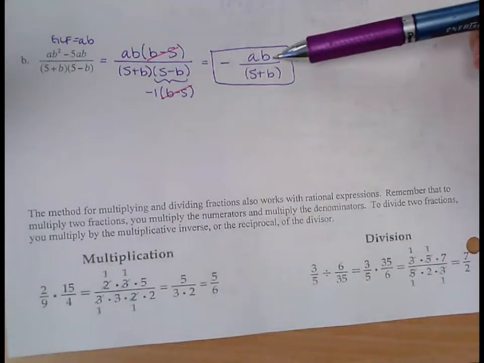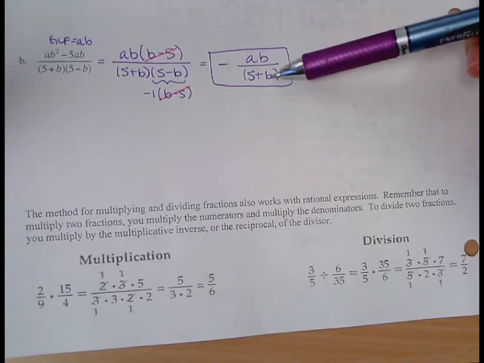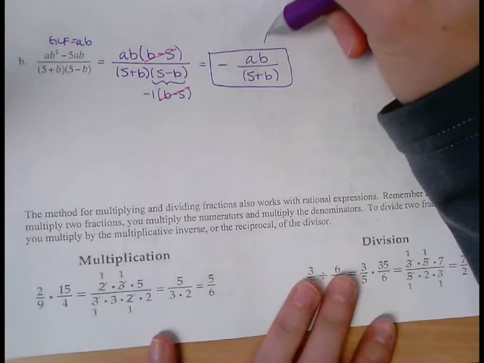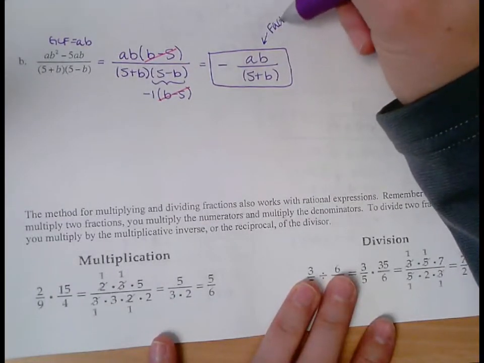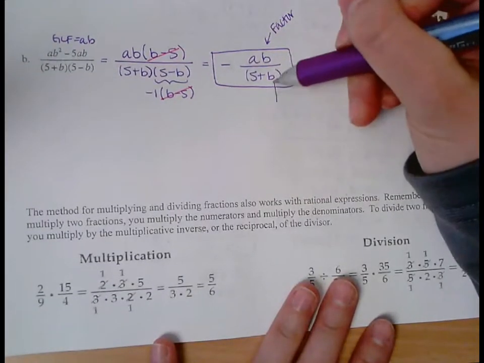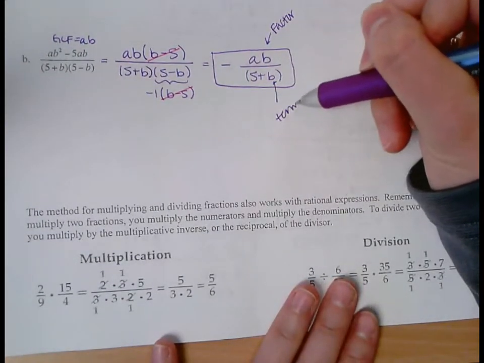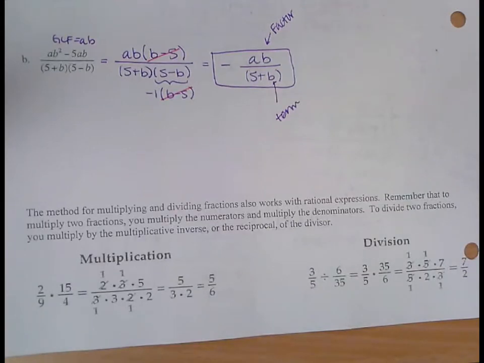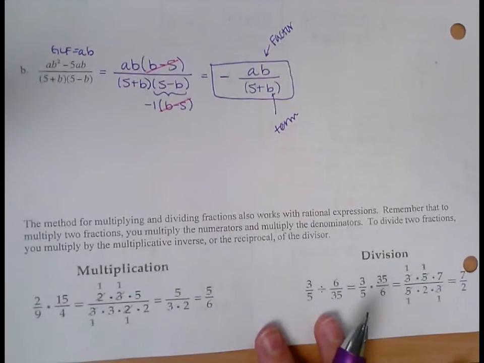This is important. You cannot cancel out these B's. The B on the top is a factor because it's being multiplied. The B on the bottom is a term. You cannot cancel out a term. You can only cancel out factors.